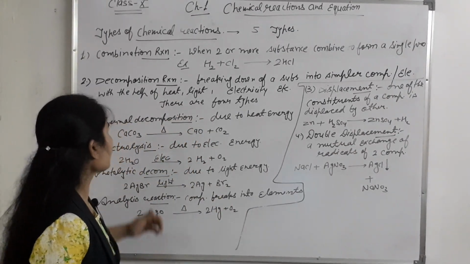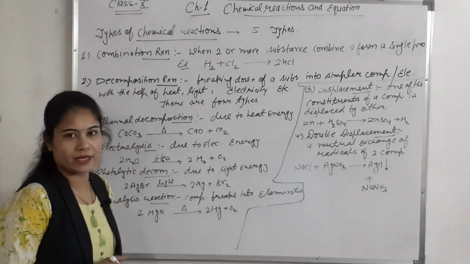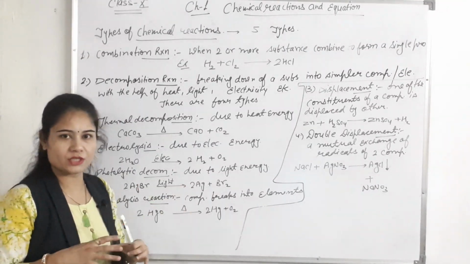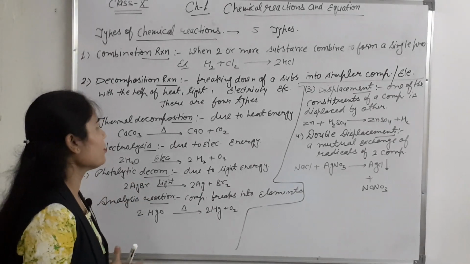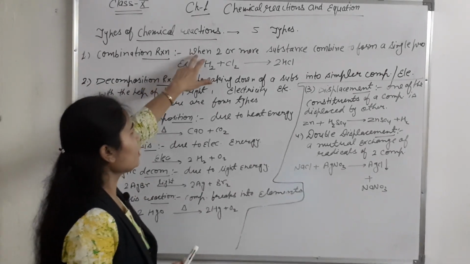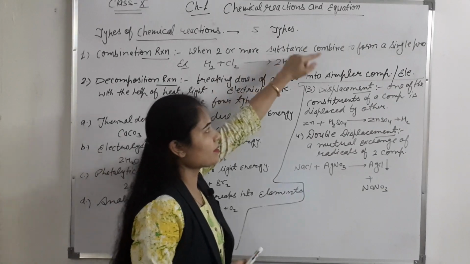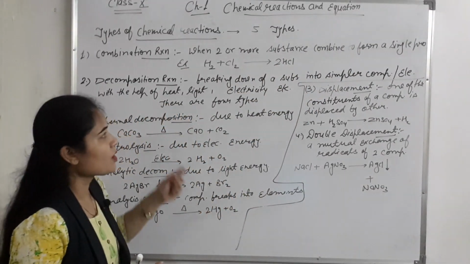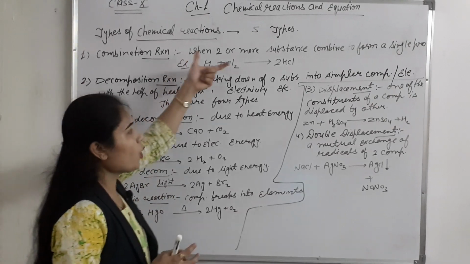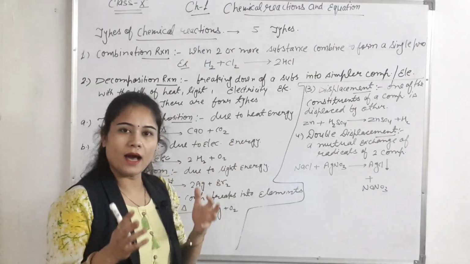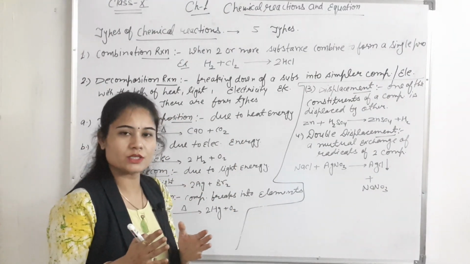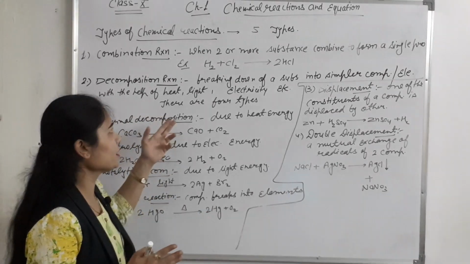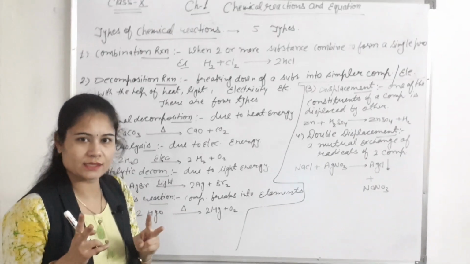Okay, let's start. What is combination reaction? Combination, that means this is a mixture. Which type of combination are we having? When two or more substances combine to form a single product. That means we are having two or more substances. They may have the same type of nature, or maybe different types of nature. But we are taking the example of two gaseous compounds.